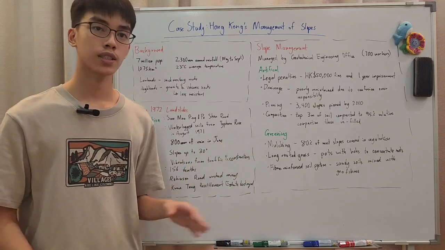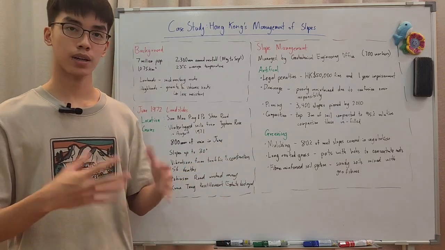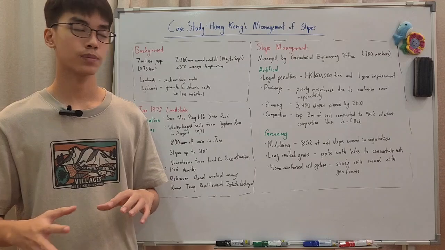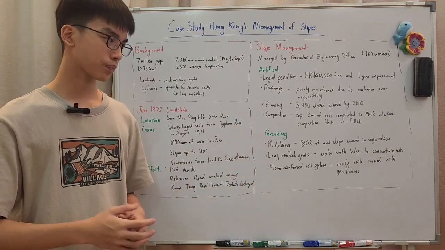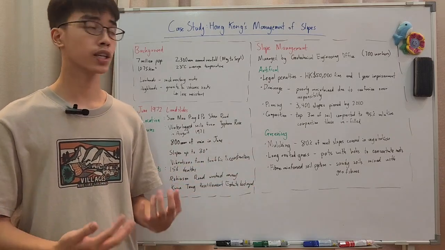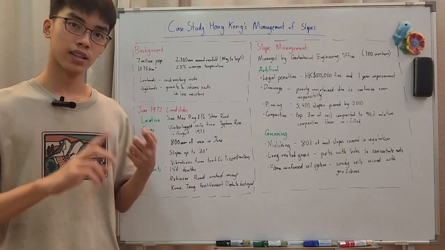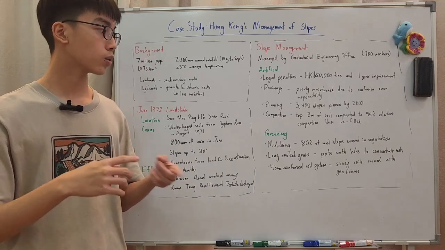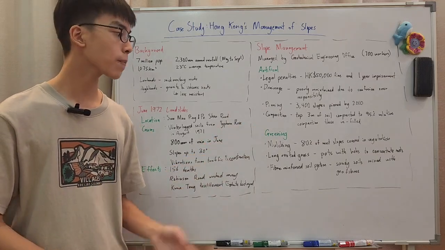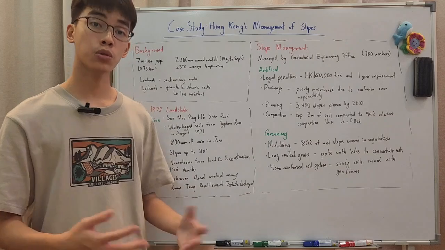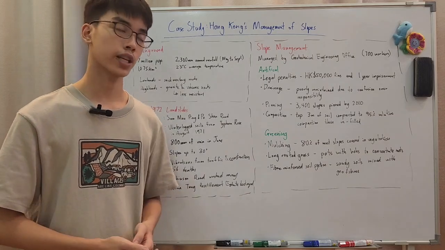So they have mulching, which is having protective material put all over their slopes to stimulate vegetation growth. This grows roots, which also helps to protect from erosion. And now 80% of most slopes in Hong Kong are covered in vegetation.